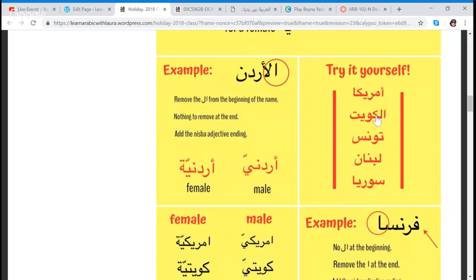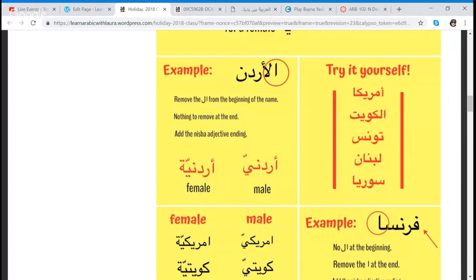El Kuwait. Okay. What are you going to do first? You're going to remove the Aleph Lam. Very good. Then at the end you're going to look to see if you see Aleph or Yah and Aleph or Tamarbuta. Do you see any of those letters? You don't have them. Okay. Now what do you do? You add the ending, the nisba.